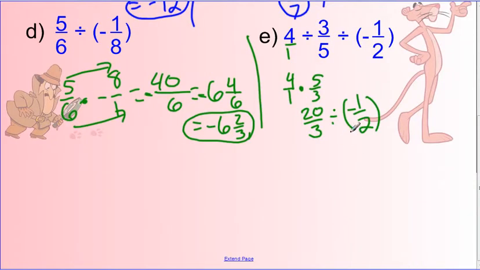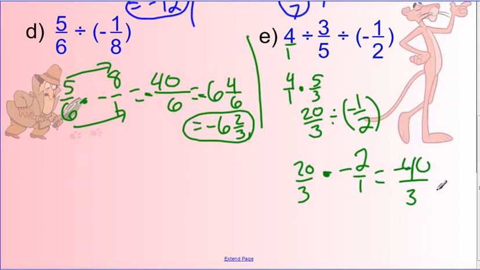Now we flip the second one, because it's a division. We're going to flip the second fraction and change it to multiply. And then we multiply across the top, negative 40. Multiply across the bottom, 3. And then simplify this. Let's see.